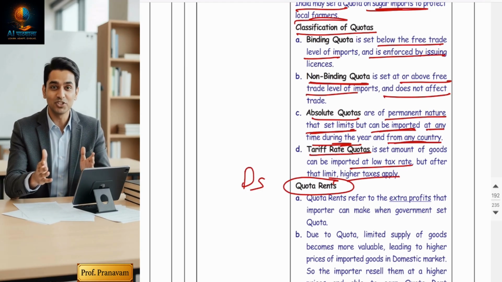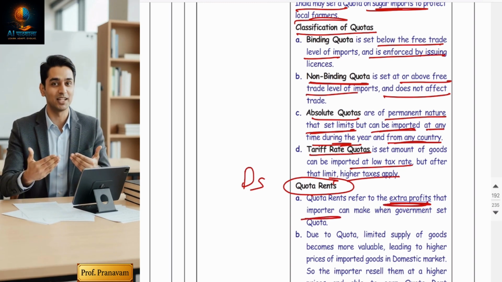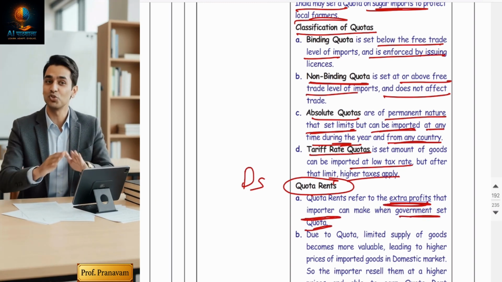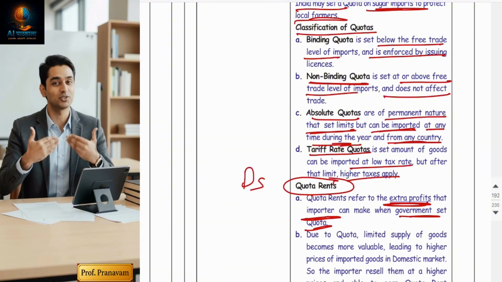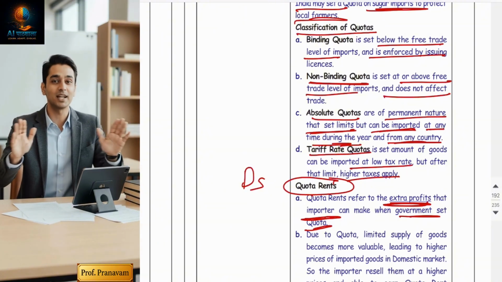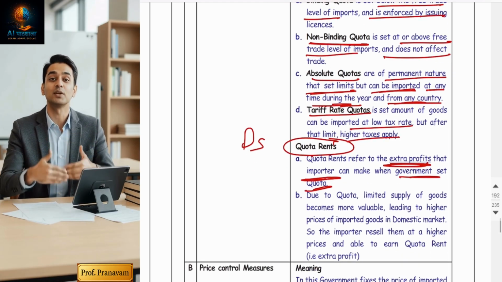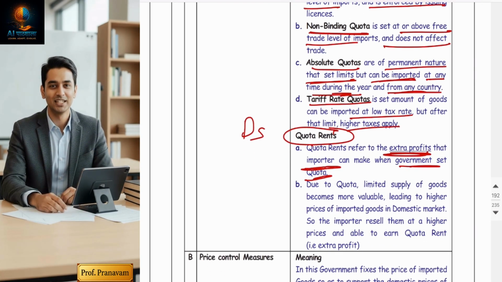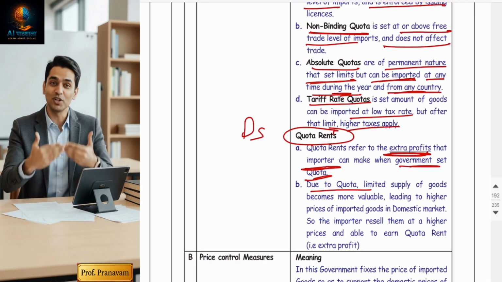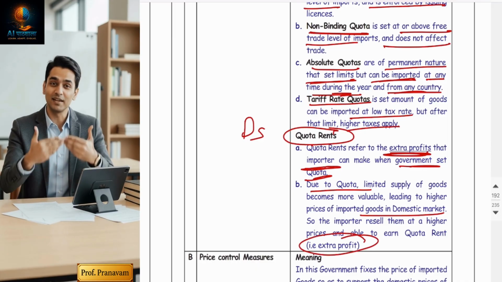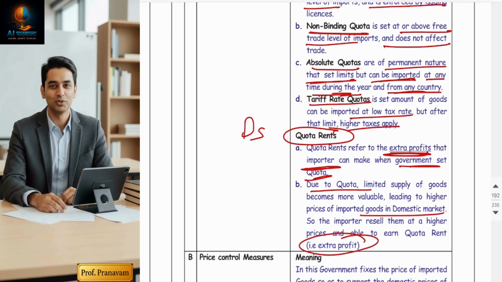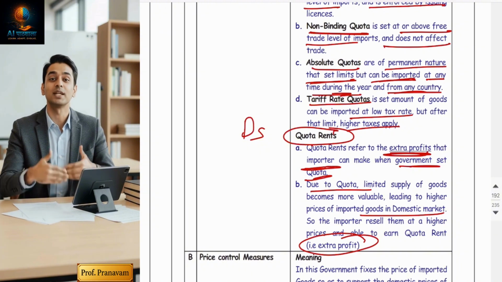Again I'm repeating. Quota rent is nothing but an extra profit that the importer makes when the government sets a quota, because due to the quota, supply gets restricted and the prices increase, and the importer makes extra profit because due to the rise in price they sell the same product at a higher price. The importer buys at the world price and sells at a higher domestic price. This extra profit earned is called quota rent. It means profit has increased due to the increase in price because of quota restrictions.